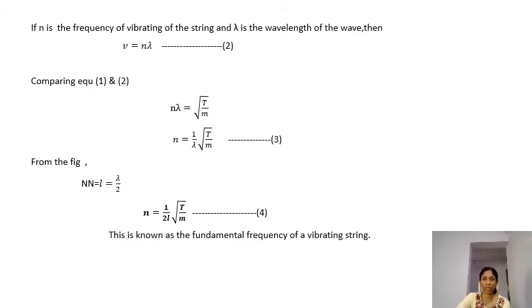From the figure we can say L is equal to lambda divided by 2. So instead of lambda, we can substitute lambda is equal to 2L, and n is equal to 1 divided by 2L, root of T divided by m. This is the fundamental frequency of a vibrating string, or the frequency of the transverse wave. Initially we saw the velocity of the transverse wave, v is equal to root of T divided by m, and after that we calculated the frequency of the transverse wave, n is equal to 1 divided by 2L, root of T divided by m.